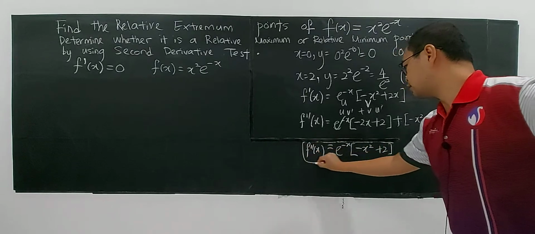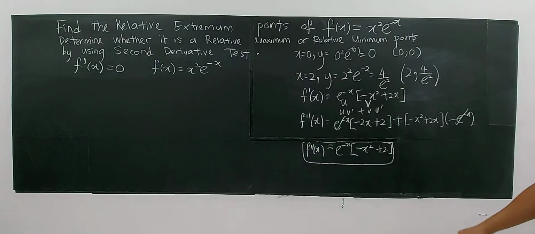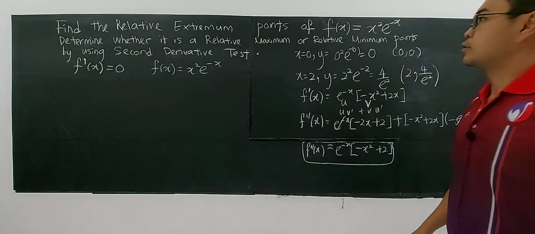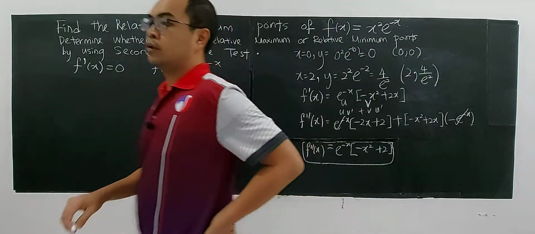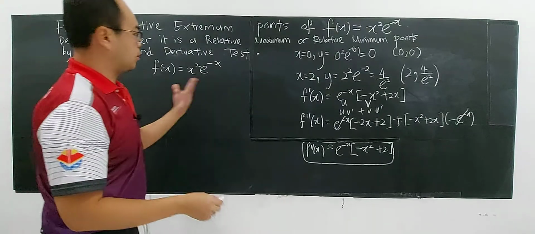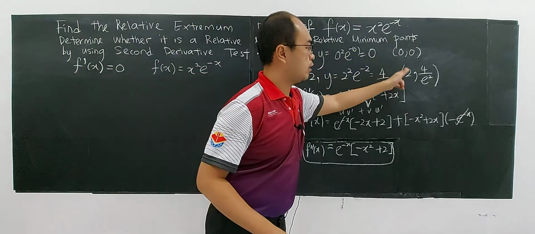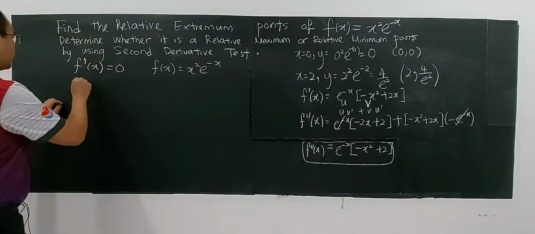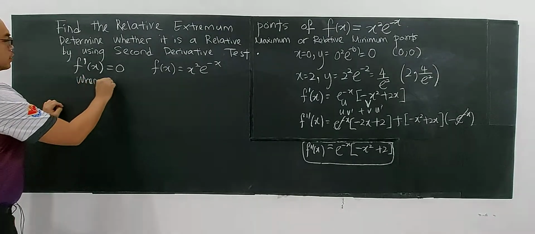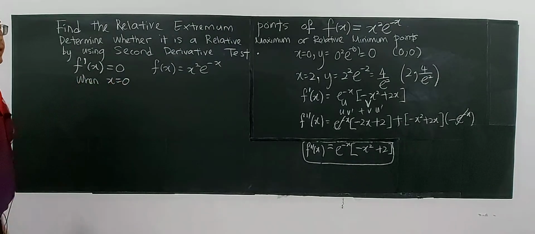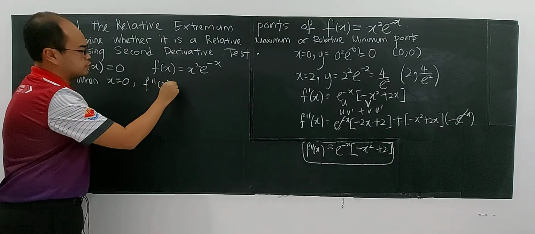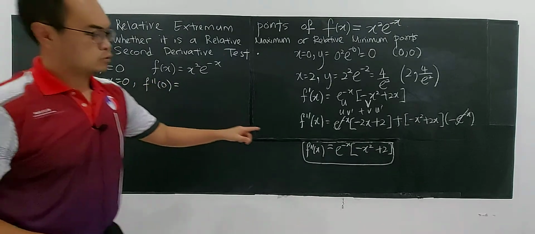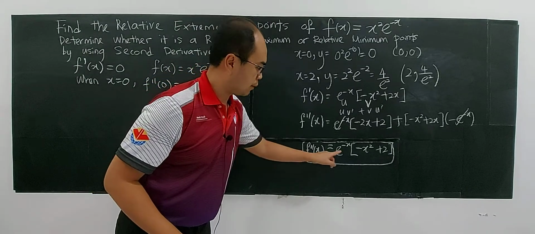Now I want to use this to determine whether this is a maximum or minimum point. I have 2 points, x is 0 and x is 2. When x is 0, what is your second derivative test? You substitute 0. So if you substitute 0, what happens to this?